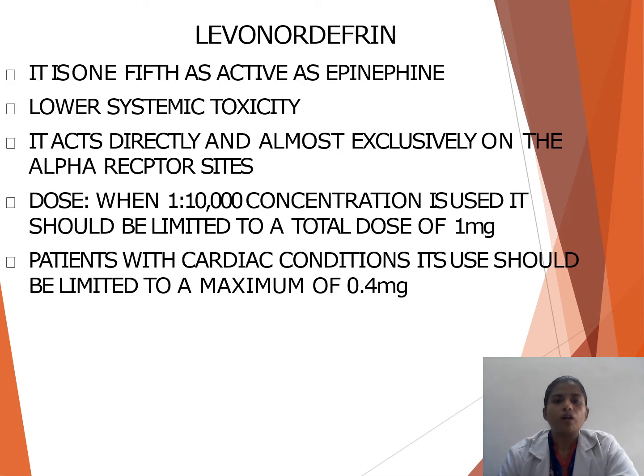Levonordefrin. It is 1/5 as active as epinephrine. Lower systemic toxicity. It acts directly and almost exclusively on the alpha receptor sites. Dose. When 1:10,000 concentration is used, it should be limited to a total dose of 1 mg. In patients with cardiac conditions, its use should be limited to a maximum of 0.4 mg.